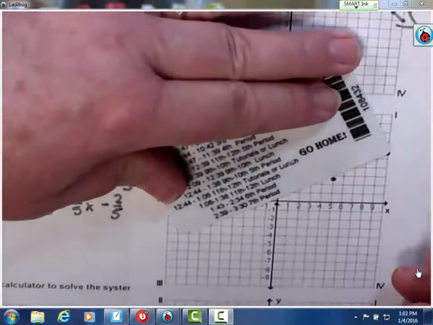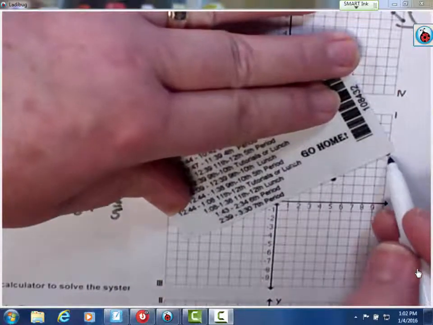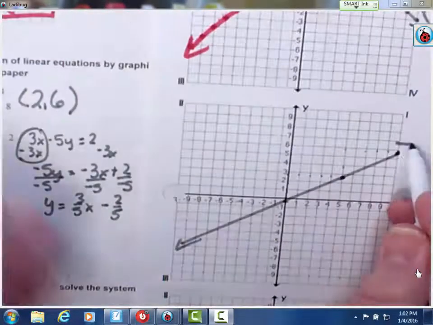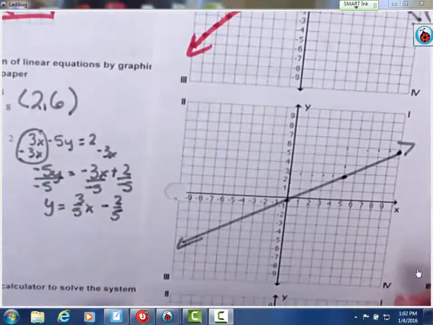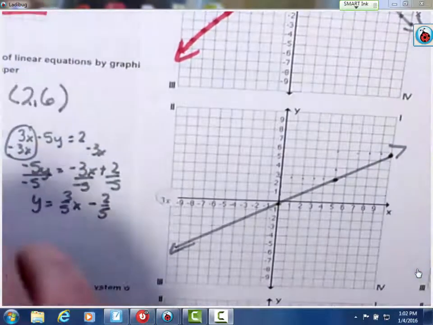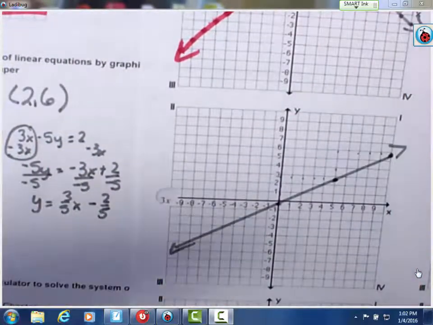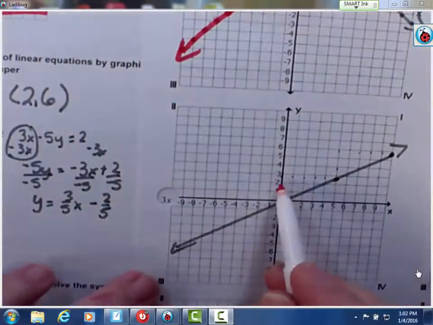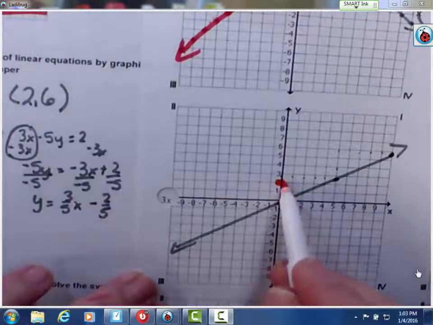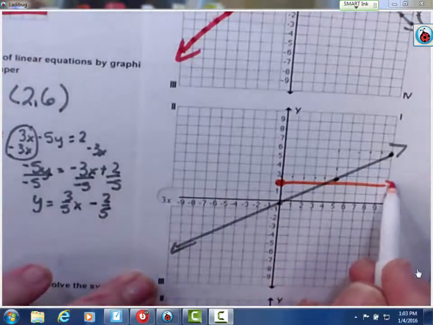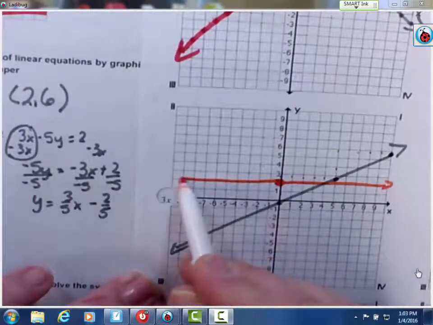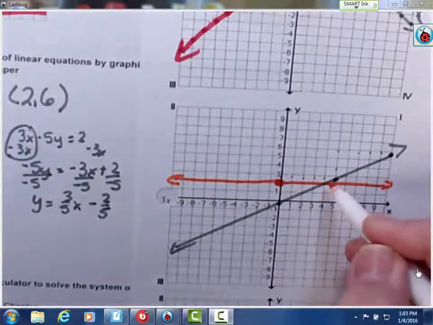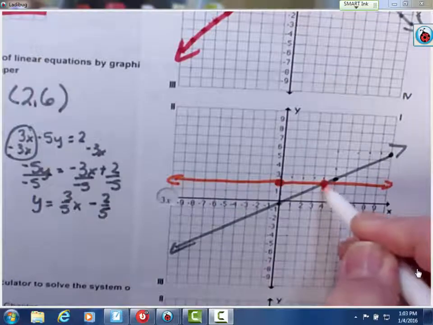Got my straight edge. And then the other line is y equals 2, and that's going to be my horizontal line through 2, because here's where y is 2, so y equals 2 would be the horizontal line going through there. And so they appear to be crossing right here at 4, 2.